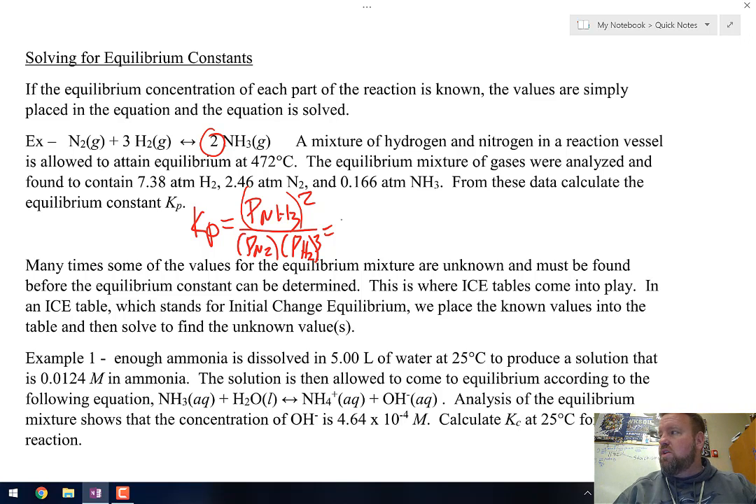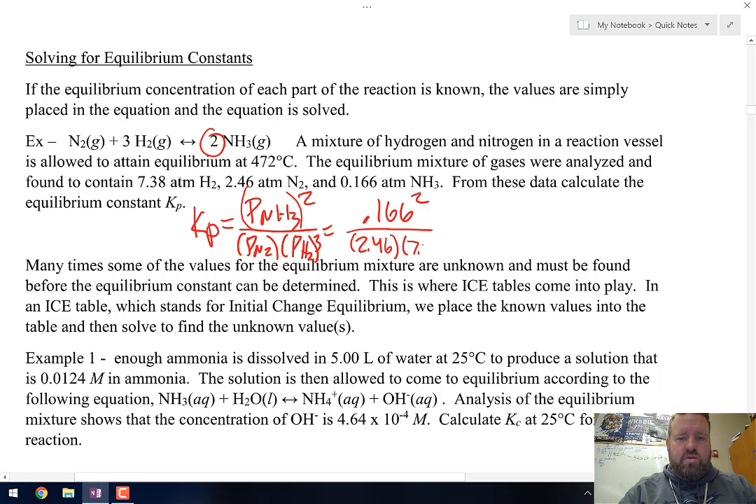First of all, we know that Kp is going to be measured in terms of pressures. So it's going to be the pressure of NH3, squared, over the pressure of N2 times the pressure of H2 cubed. They already give us those numbers, so we simply put them into the equation. The pressure of NH3 is 0.166, squared, over the pressure of N2, which is 2.46, and the pressure of H2, which is 7.38, cubed.